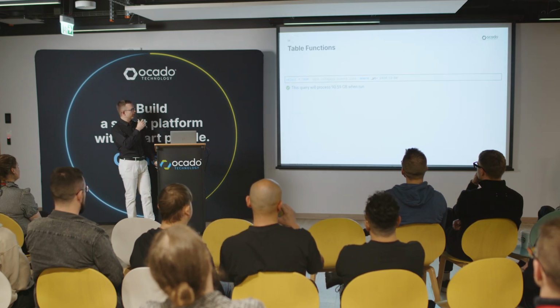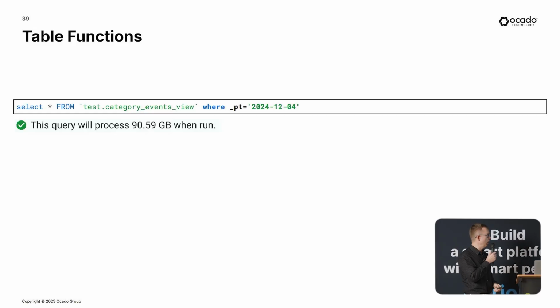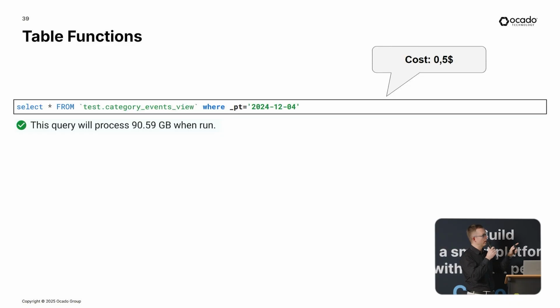A real-life example. This is one of our views. A single execution will scan more or less 90 gigabytes of data. In this case, it's very hard to optimize it because of the complexity of the query itself. Several tables are being joined together, etc. The cost of this query is more or less $0.50 for every single execution.